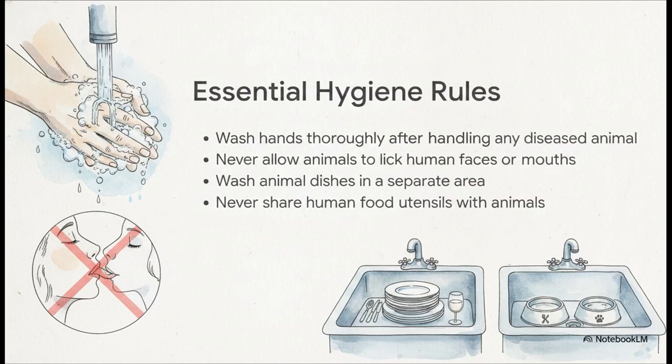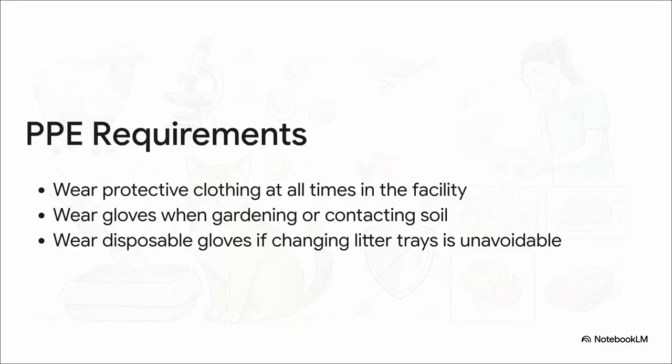You need to use a completely separate area to wash animal dishes and prep pet food, entirely distinct from human food areas. And it probably goes without saying, but never let animals eat or drink off utensils used for serving human food. Because these microscopic cysts are totally invisible to the naked eye and can easily be ingested if you touch your mouth with contaminated hands, your personal protective equipment is your primary physical barrier.